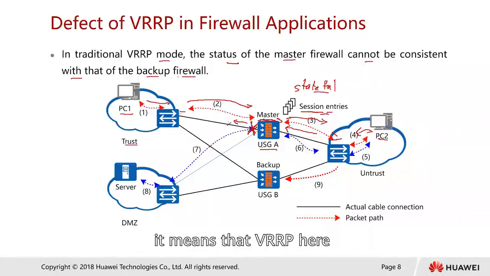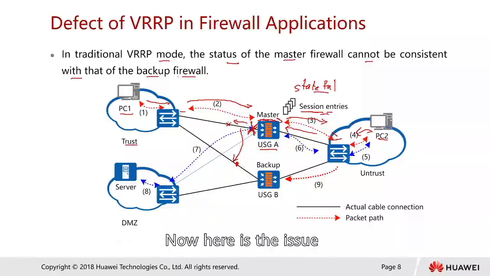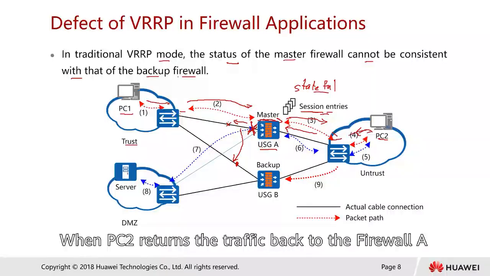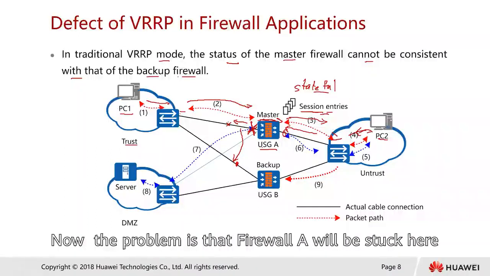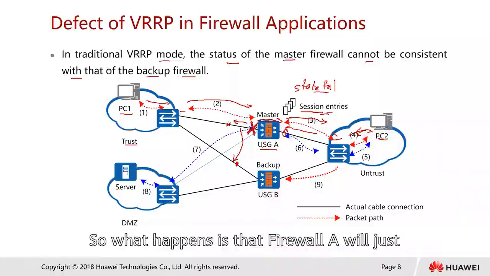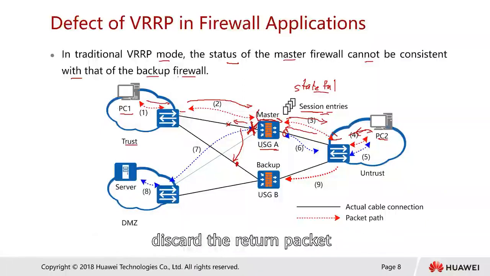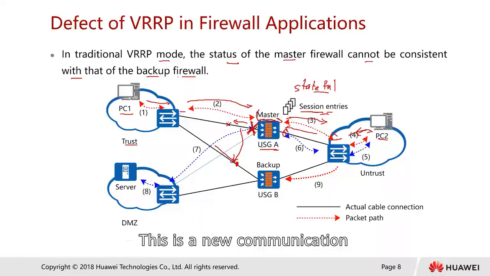that means the VRRP here will swing over the virtual IP to this side, right? So now here's the issue. When PC2 returns the traffic back to the firewall, let's assume this is firewall A, the problem is that firewall A will be stuck here. Why? Because this network connection has already dropped. So firewall A will just discard the return packet, because now this is the new gateway, this is the new communication.